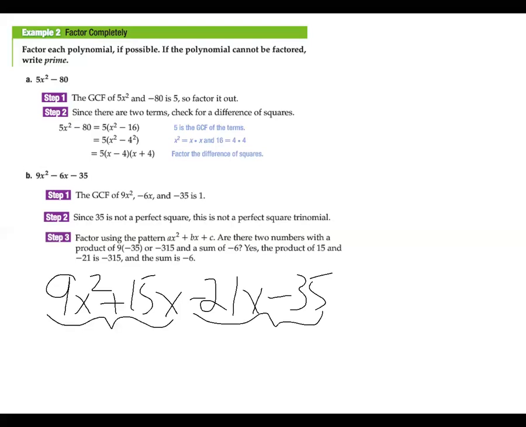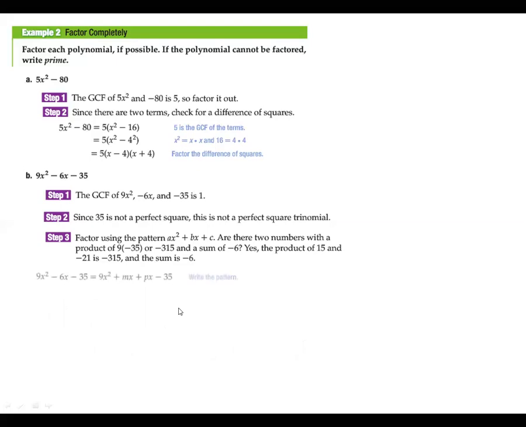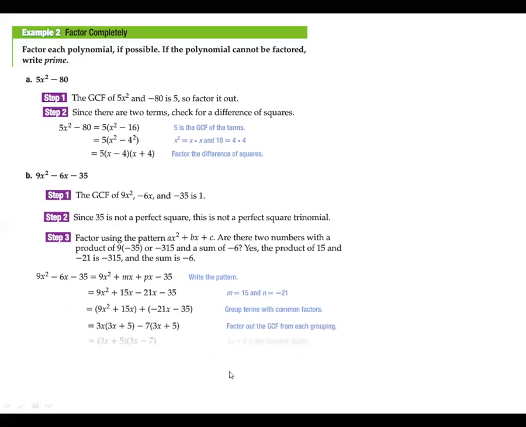The whole reason we did the product of 9 and negative 35 is to get the factors that you break apart the middle terms so that you can do the factor by grouping. So these 2 you could factor out 3x and get 3x plus 5. And these 2 you could factor out a negative 7, so you would get 3x plus 5. And then they both have a factor of 3x plus 5, so you have 3x minus 7 times 3x plus 5. Okay? Pretty cool there. I did that because I wanted to show you all of the work for that. Okay? And there's the steps for our answer.